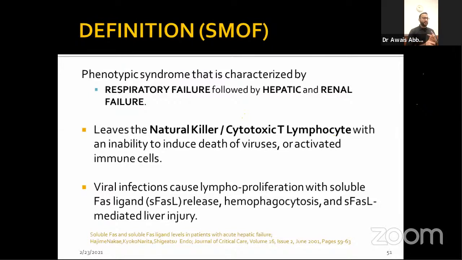What happens in the viral infections? So viral infections cause lymphoproliferation with soluble Fas ligand release, hemophagocytosis, and soluble Fas ligand mediated liver injury. I'm going to discuss it in the next slides.